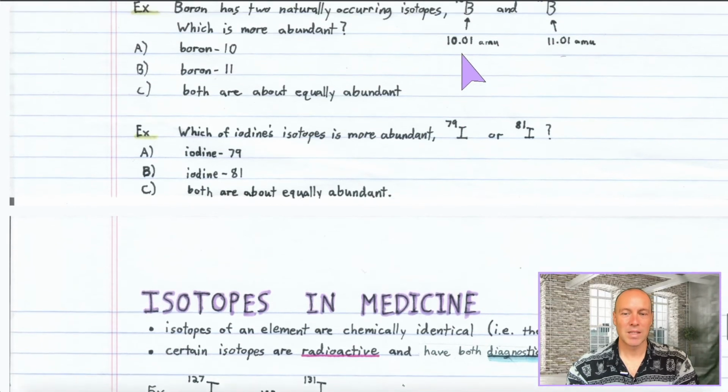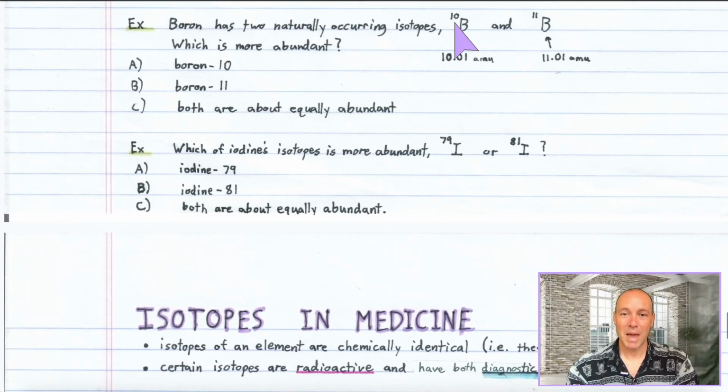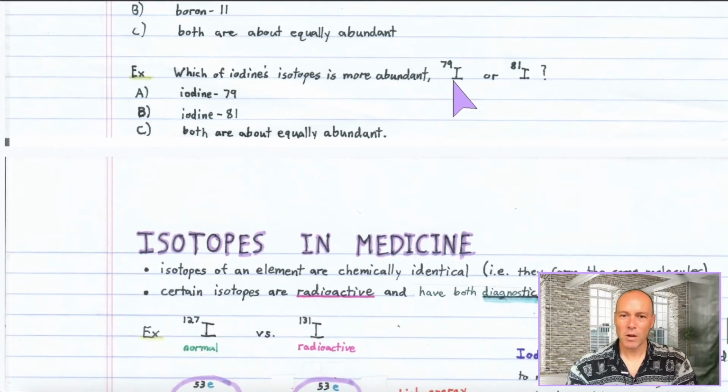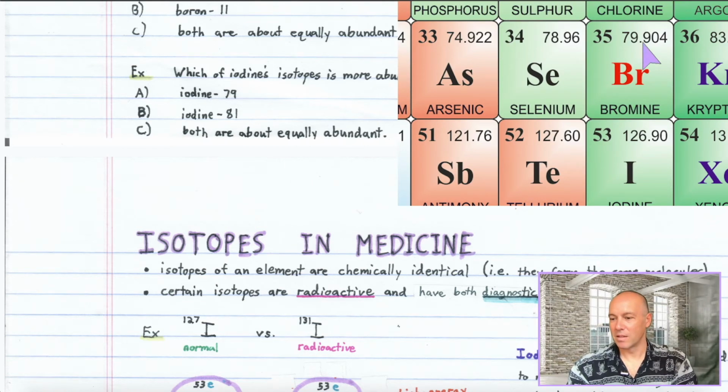We're not given the atomic mass or the mass of this isotope, and we're not given the mass of that isotope, but we know that they're going to be close to 79 and 81, just like this one was close to 10 and that's close to 11. So although we're not given the mass of each of these isotopes, we can still answer this question because the atomic mass of bromine, again, is 79.9. That's about in the middle. That's about 80.